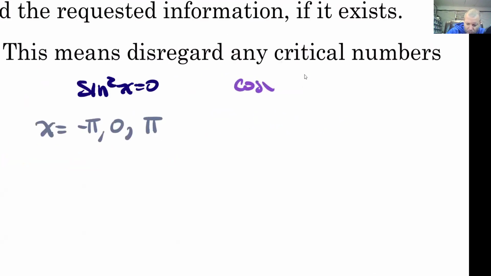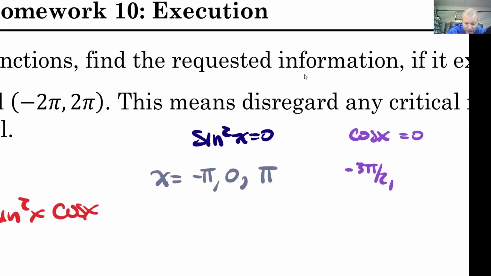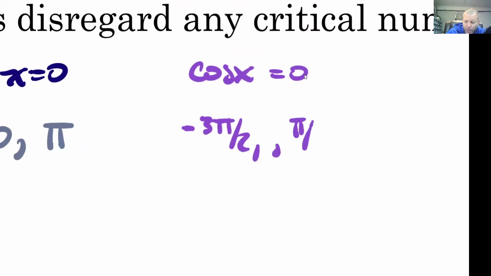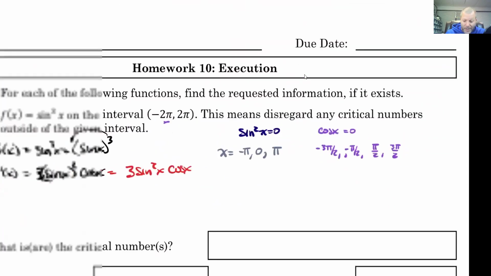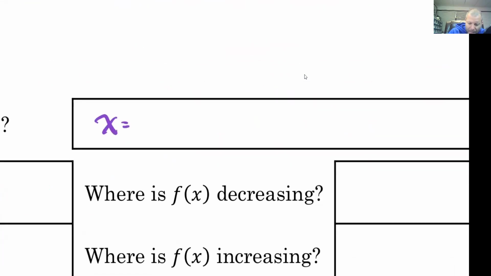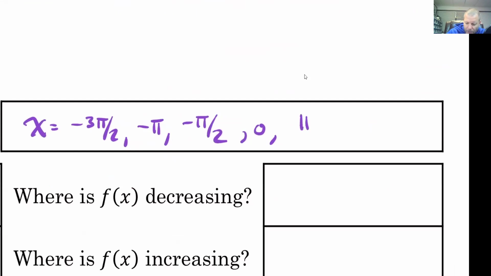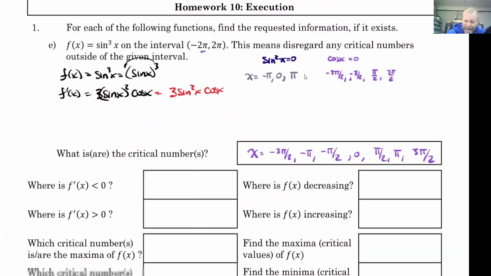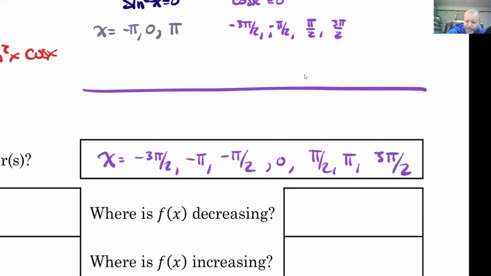Cosine of x is equal to 0 at the pi over 2's, the odd pi over 2's. So we're going to get negative 3 pi over 2, because we care about this interval from negative 2 pi to 2 pi: negative 3 pi over 2, negative pi over 2, and then pi over 2 and 3 pi over 2. So we have a lot of critical numbers here, right? Written in order: negative 3 pi over 2, negative pi over 2, 0, pi over 2, pi, 3 pi over 2. Yikes. Now, it's not going to be as bad as it seems with all of these critical numbers.